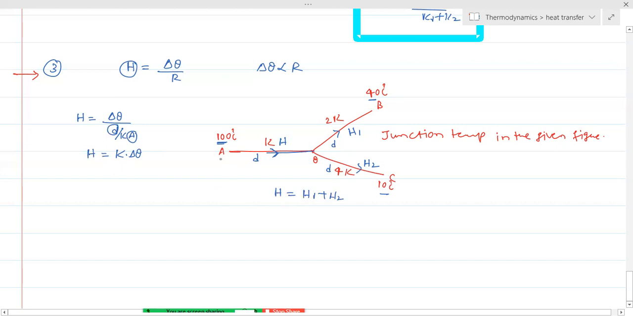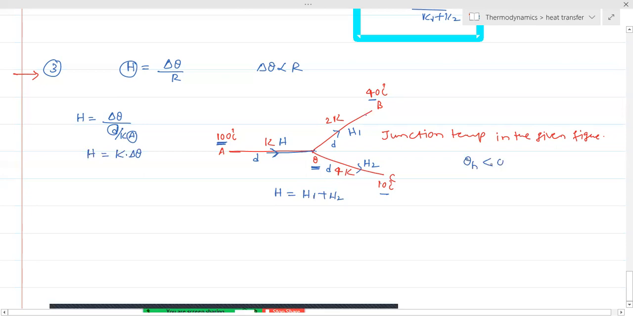As this end is 100, the temperature difference for the first rod is 100 minus theta. The temperature difference for the 2K rod is theta minus 40. The temperature difference for the 4K rod is theta minus 10, because theta is the junction temperature. The junction temperature always lies between the hot and cold values, between theta hot and theta cold.